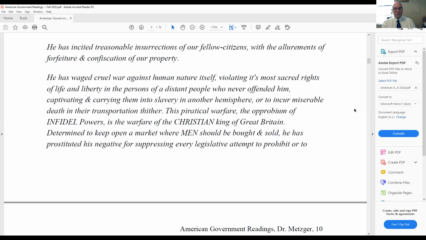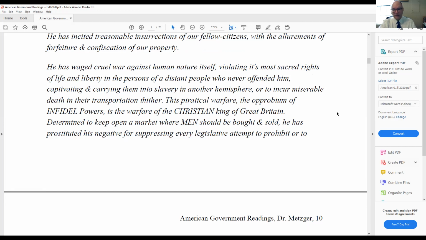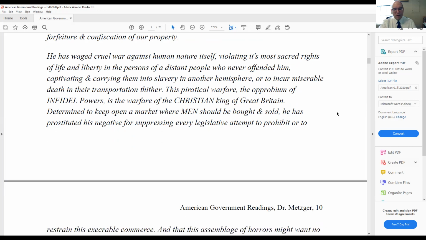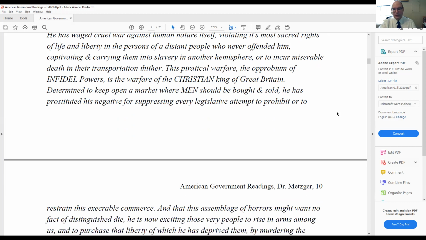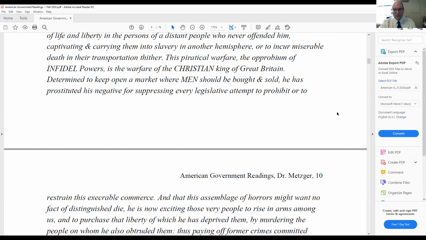But in this original draft, one of the criticisms he makes reads as follows. He says, he has waged cruel war against human nature itself, violating its most sacred rights of life and liberty in the persons of a distant people who have never offended him, captivating and carrying them into slavery in another hemisphere, or to incur miserable death in their transportation thither. This piratical warfare, the opprobrium of infidel powers, is the warfare of the Christian king of Great Britain. Determined to keep open a market where men should be bought and sold, he has prostituted his negative for suppressing every legislative attempt to prohibit or to restrain this execrable commerce.